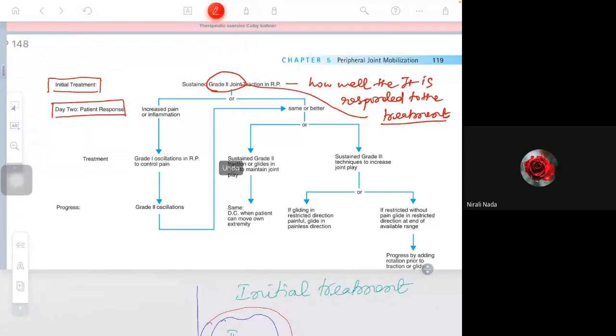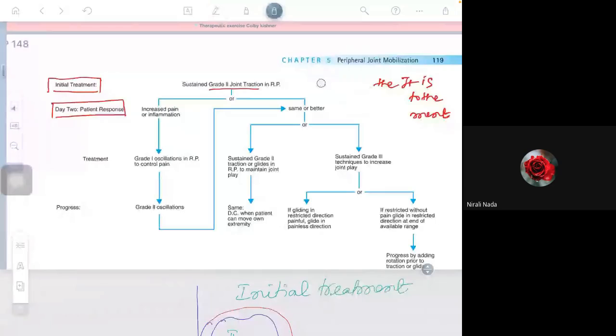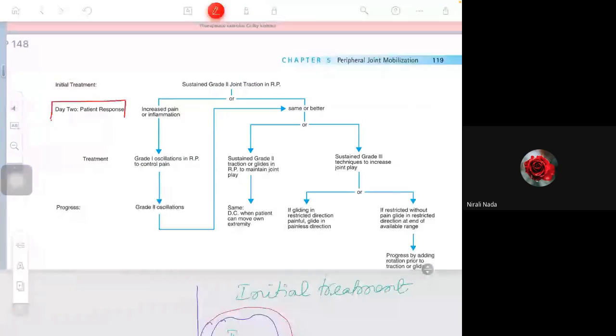Clear? So now, the first day you had given grade 2 traction, that is distraction, and then you are checking how well the joint has responded. You are checking the sensitivity of the joint. Okay, first day is over. Now the second day, that is day 2, and you are checking the response of the patient.